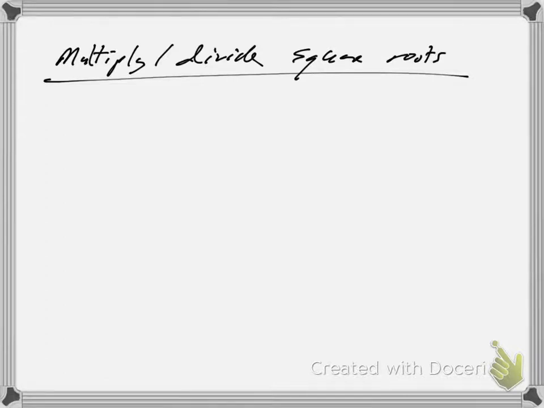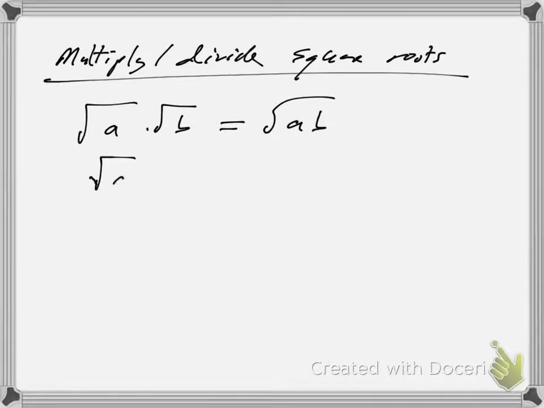So we have the one rule we already had, that if I have the square root of a times the square root of b, that's the square root of ab. But I also can do the square root of a over the square root of b, and that's the square root of a over b. So basically with multiplication and division, dividing inside the square root or multiplying inside the square root is the same as multiplying or dividing outside the square root with two separate square roots.